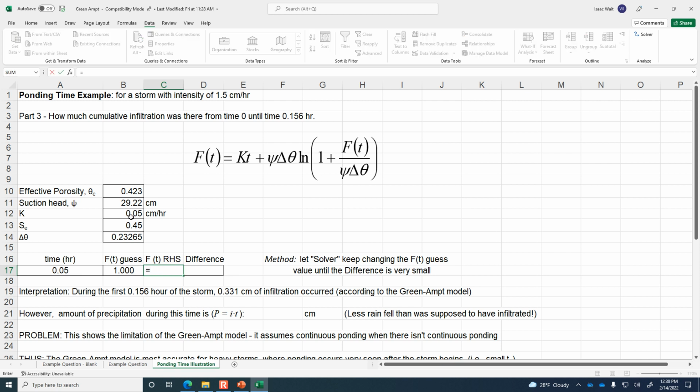Okay, so equals K times T plus the suction head times delta theta times the logarithm. By the way, I'm not bothering to anchor the references because I'm not going to drag this down through any other rows. F sub t divided by psi times delta theta.